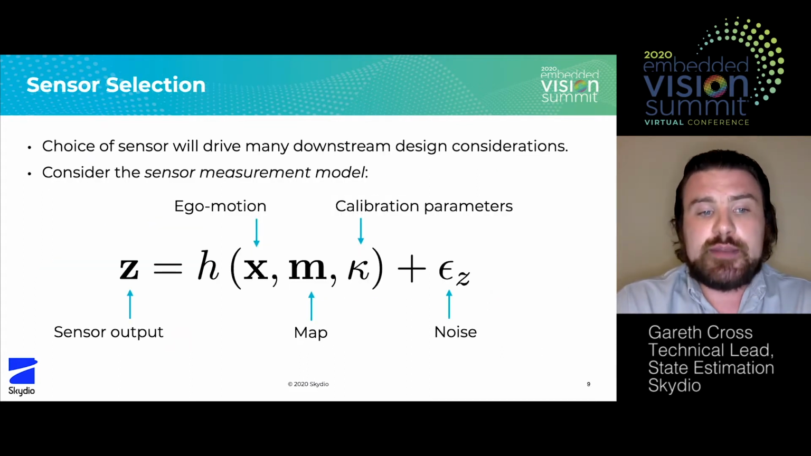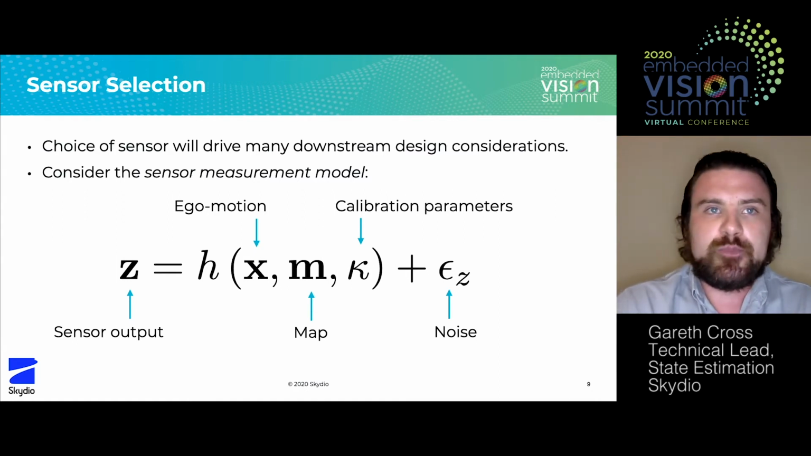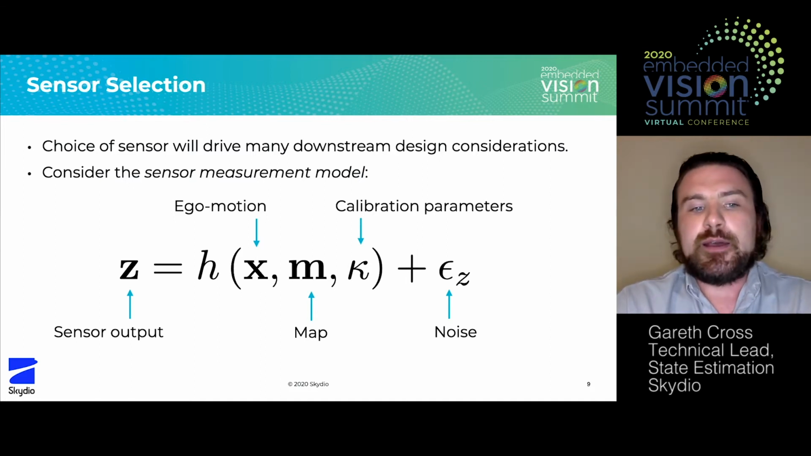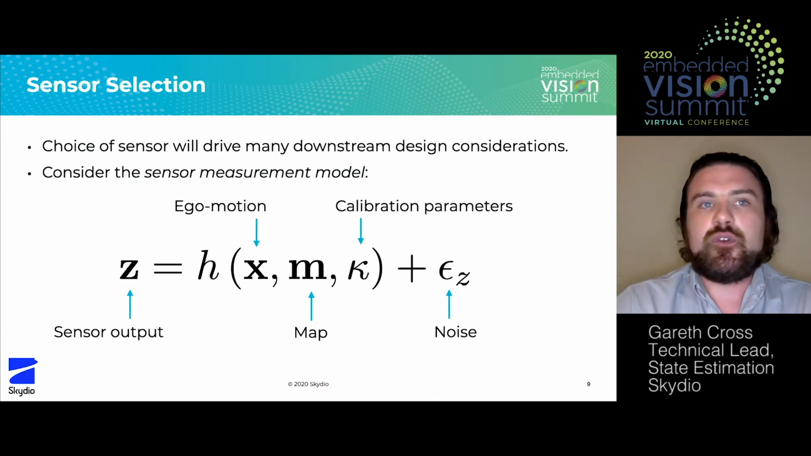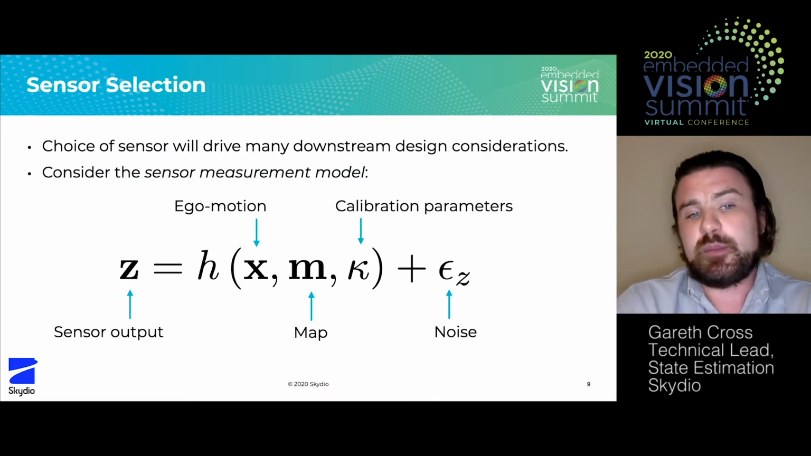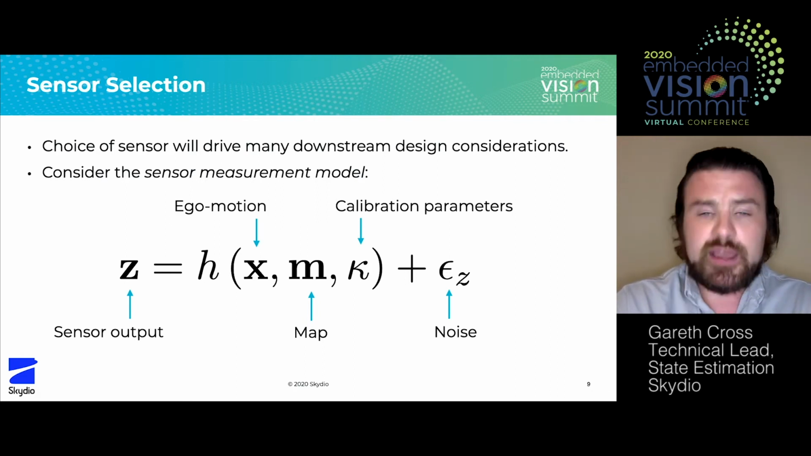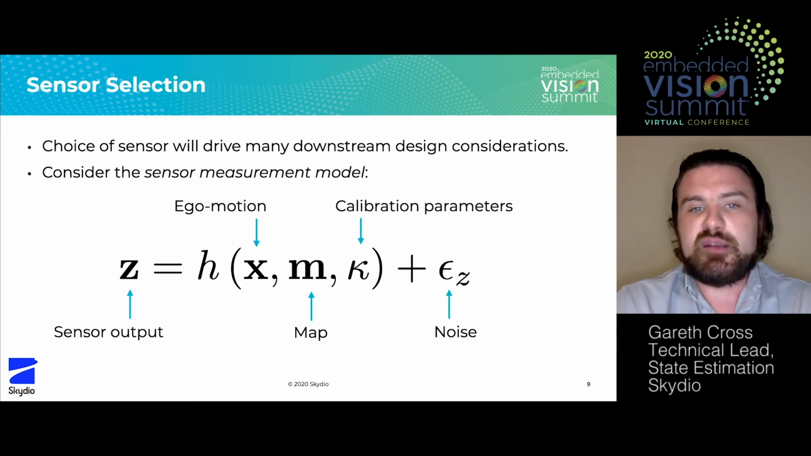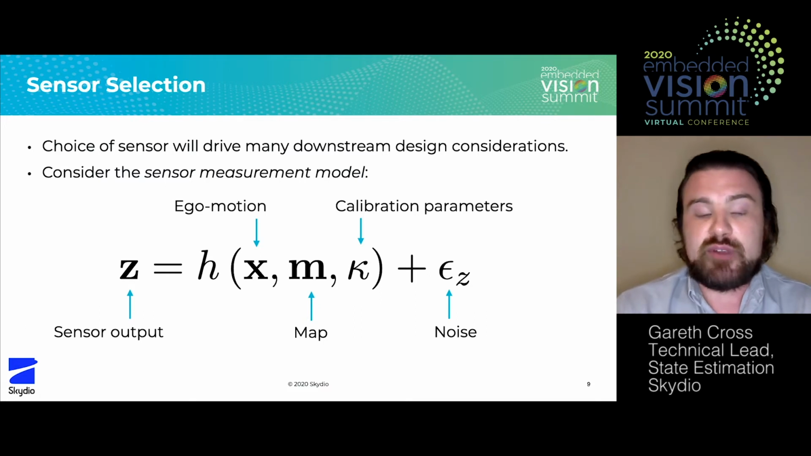So every sensor that you add is going to have some sensor measurement model associated with it, and that's what we've written here. We've wrapped it all up in this opaque function h, but h is usually some nonlinear function of the states that you care about, like the ego motion of the sensor platform, the map parameterization, and the calibration parameters, and the function h outputs the sensor output. And so it's this model that relates what your sensor gives you to all the quantities that you care about estimating. And without this, you can't recover those quantities. You need some kind of underlying model that relates the two things.